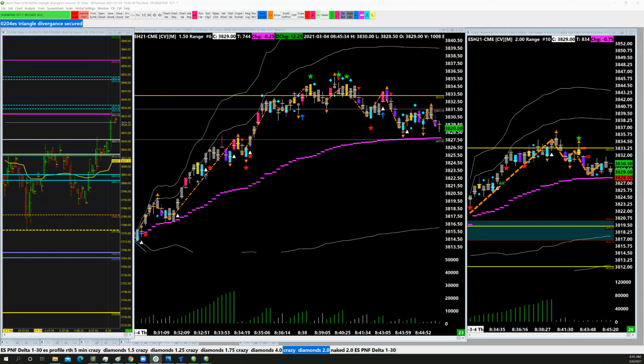Anyone have any questions? Everyone doing all right so far? This is pretty straightforward. Once you get the signals above and below VWAP, you're getting paid. All right. And the longs above are working quite nicely as well.